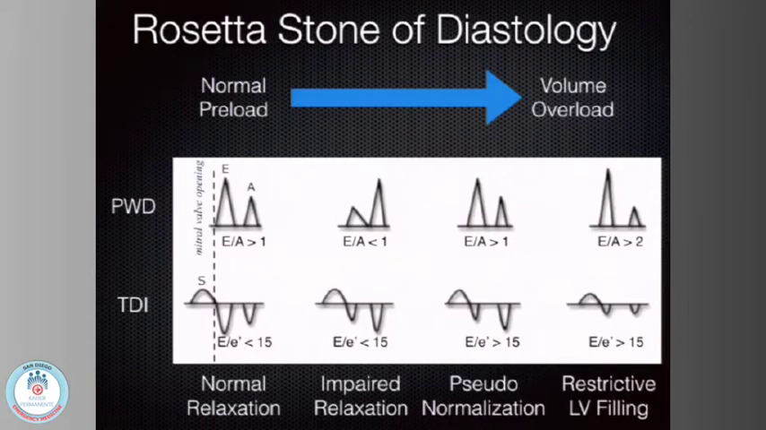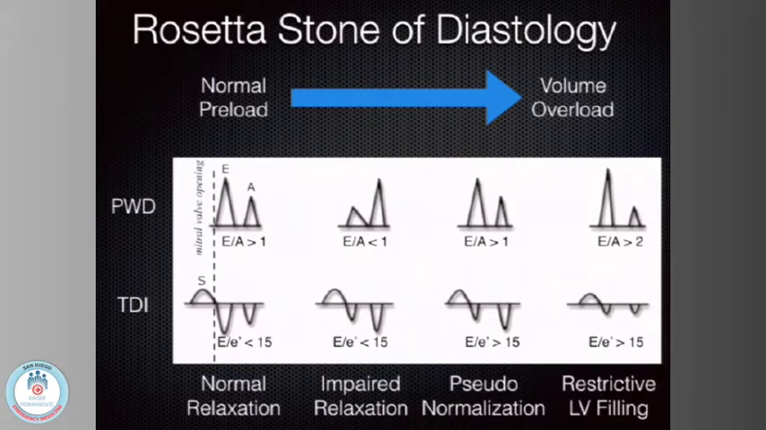So putting it all together, if you wanted to do a screenshot or a laminated card, this would be the thing to do. If you wanted to do all this tissue Doppler stuff, you could stop right at impaired relaxation and do that for a few months, and then just keep peeling back layers of the onion until you get to all this diastolic Rosetta Stone stuff.